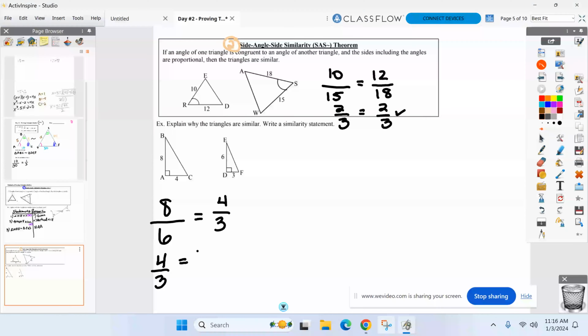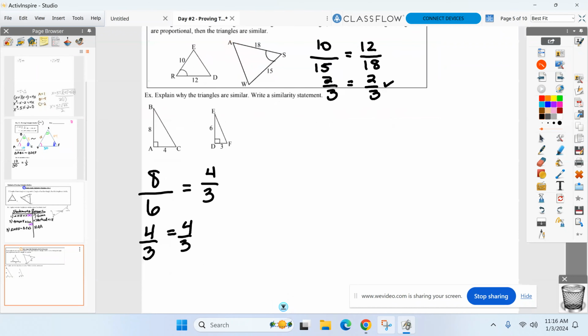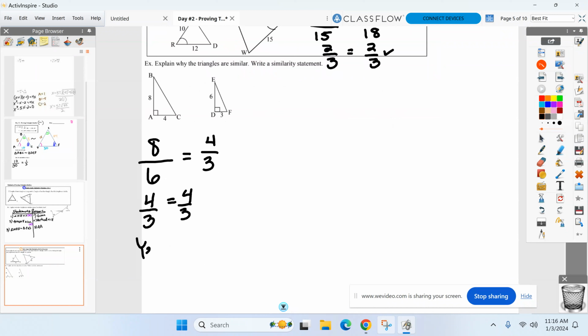And I should mention this because you guys are in honors. Do you know the other way to see if they're in the same ratio? Other than just reducing them or plugging them in your calculator? Jen, what's up? Darn right. If you cross multiply, you should get the same thing. Good. 24, 24. All right, so this is a yes. Write a similarity statement. Triangle BAC.